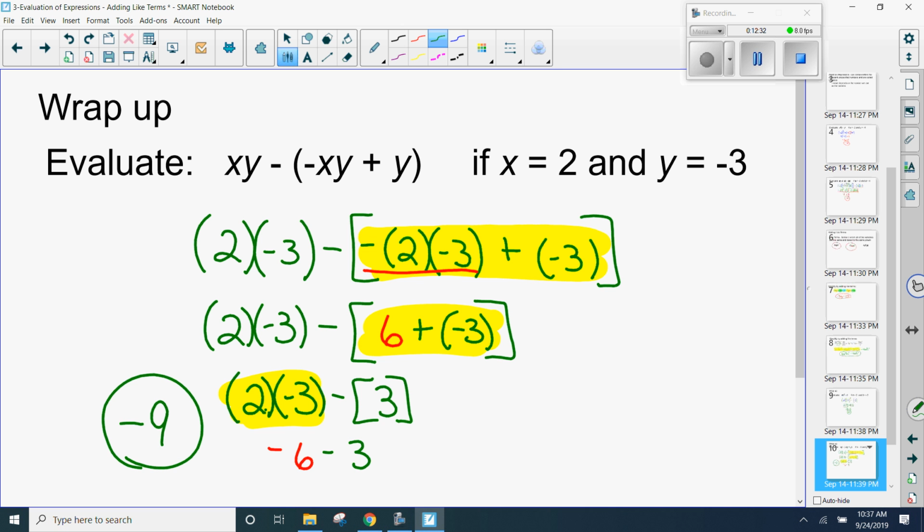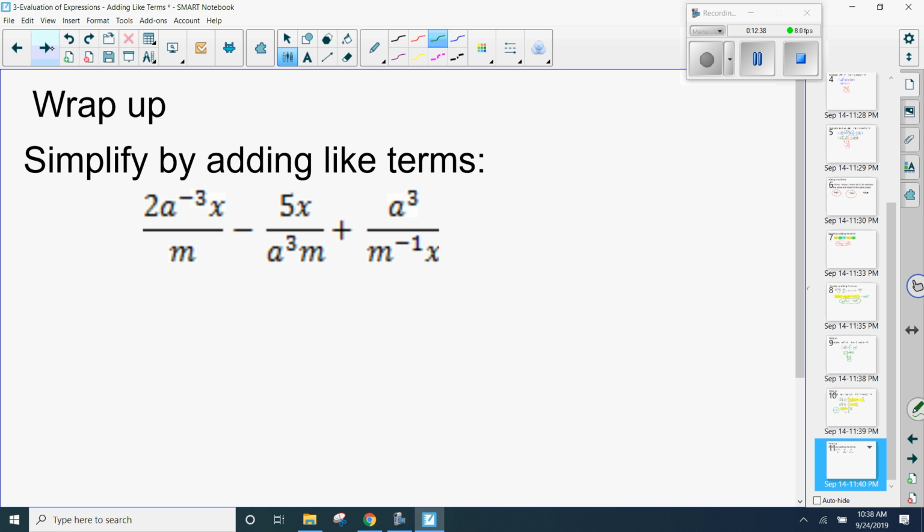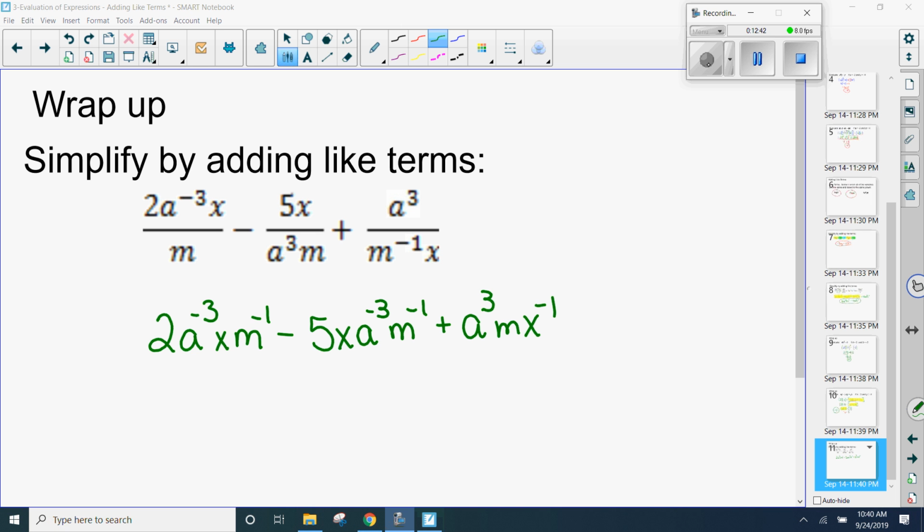Question. All right, here's one for you. Okay, so as you go through the first term, you want to bring the m to the numerator, which makes it m to the -1st. The second, you're bringing the a and the m to the numerator, which makes it a to the -3rd, m to the -1st. And the last one, when you move them up, the m becomes to the 1st power and x to the -1st. Like terms, which two are like terms?